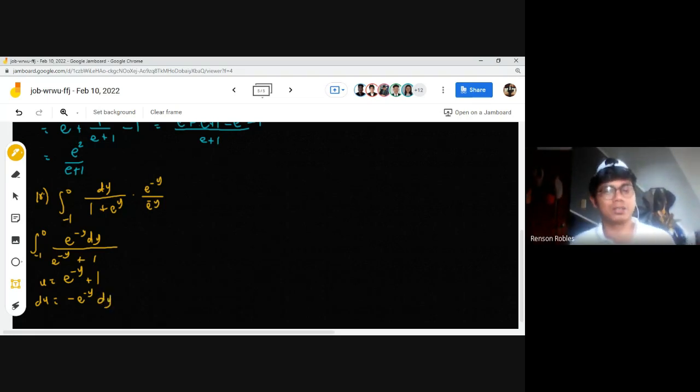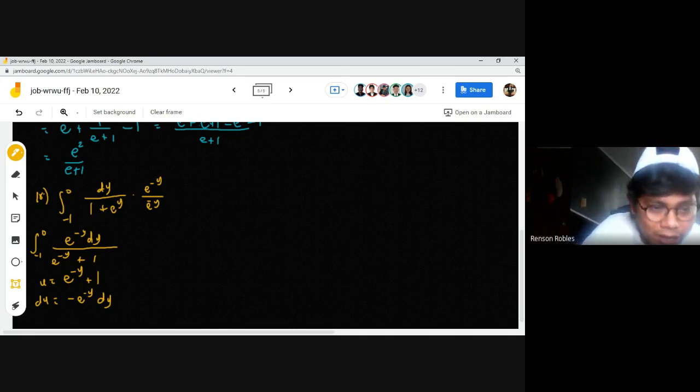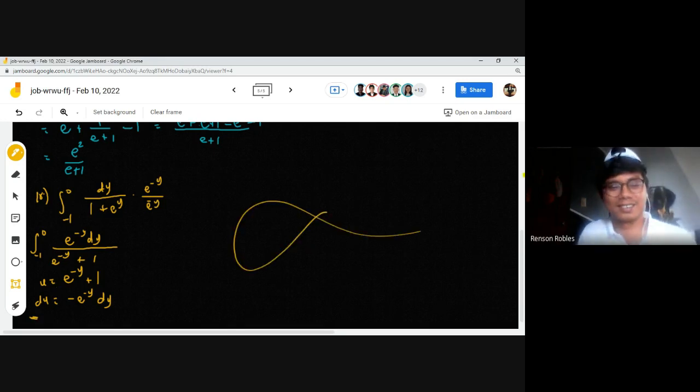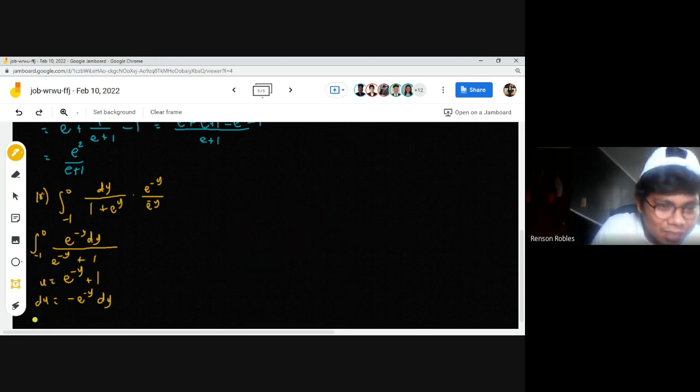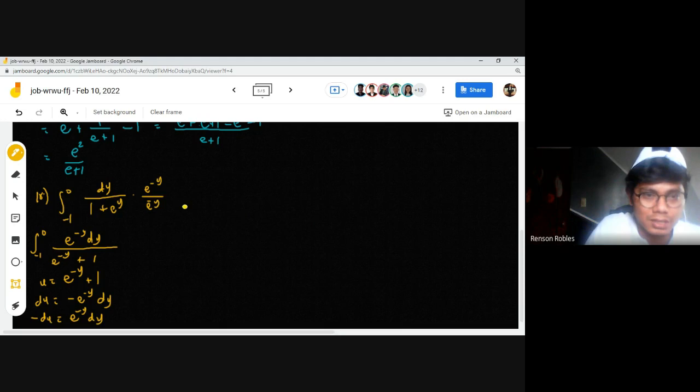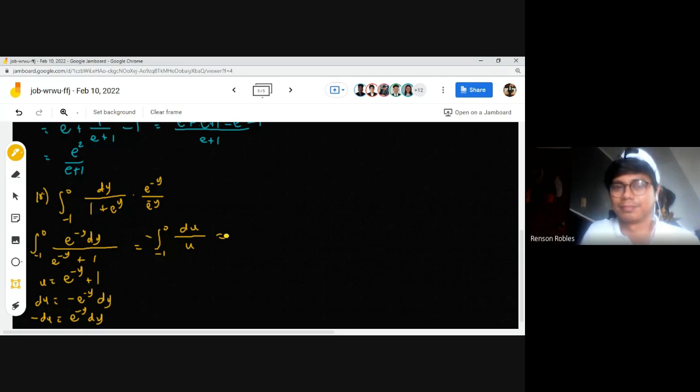What do you see on the numerator? You only have e to the negative y. Di ganun ulit. Negative du is positive e to the negative y dy. So this is now written of the form negative 1 to 0 negative du, that's your e to the negative y dy, all over, what is this whole thing? That is your u. And then ano to? I by I 7, it's an ln.